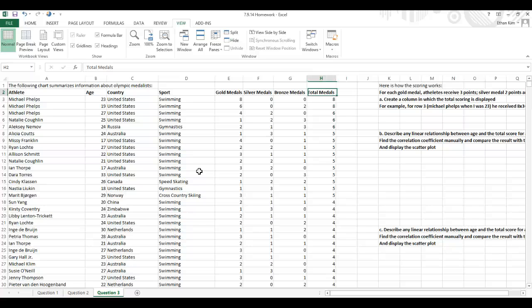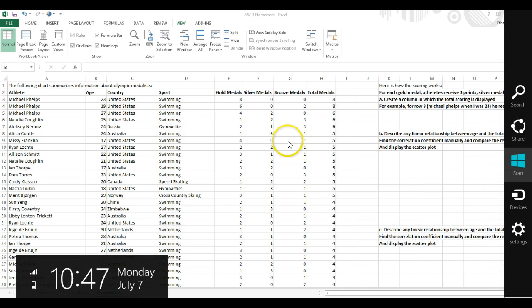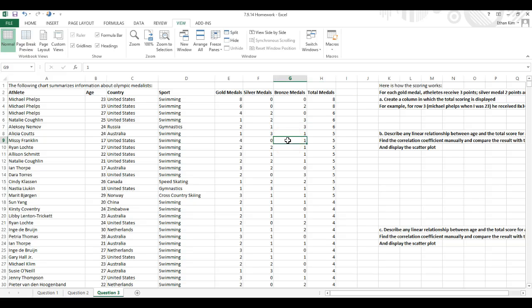So how the scoring works is the following. For a gold medal, you get 3 points, right? Silver, 2 points. Bronze, 1 point. And I want you to create a column here in the I section for the scoring. So for Michael Phelps, when he was 23, he received 24 points because he received 3 gold medals, right? And I want you to create an equation or a function listing all that, and I just want you to copy and paste because that's the easiest way to go. You're not going to spend all day calculating this, so please do that, and then describe any linear relationship, right?